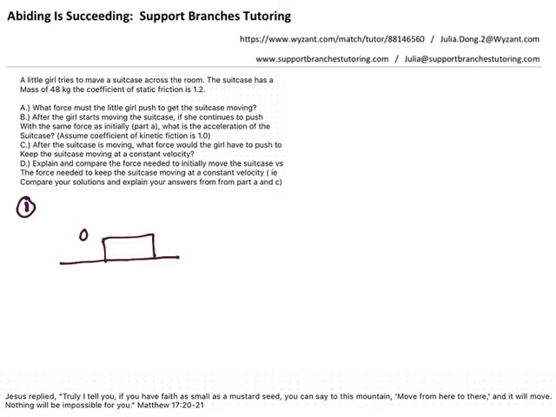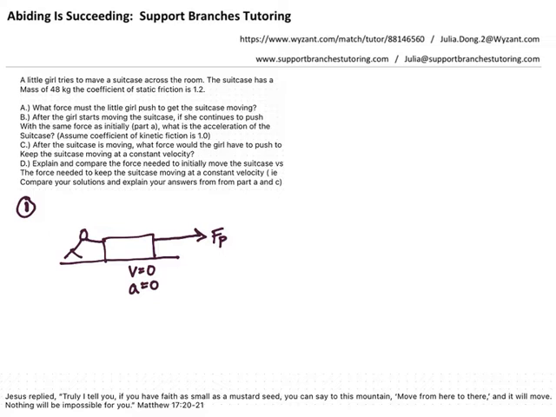this little girl that's trying to move the suitcase. It doesn't say anything about angles, whether there's an angle between how she's pushing this. So we're going to assume that she's pushing it in a horizontal fashion. And so I'm going to label here the force of the push. And initially, this is not moving, and so we have no velocity and we have no acceleration because at first it's stationary and not moving.